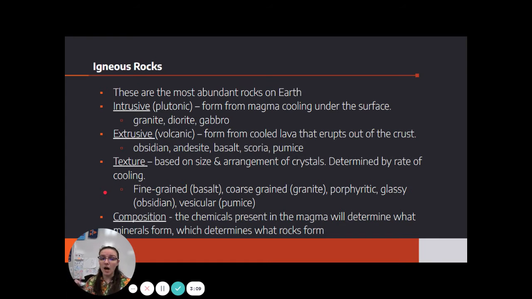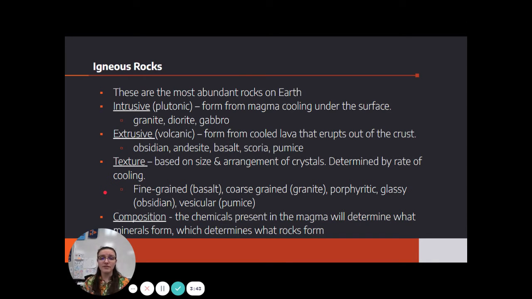Intrusive means it forms underground from cooling magma. When it is underground, it's called magma. When it is above ground, it is lava. So when magma cools underground, you get an intrusive igneous rock like granite, diorite, or gabbro. When lava spews from a volcano or erupts out of the crust and then cools and hardens, you get an extrusive rock like obsidian, andesite, basalt, scoria, or pumice.